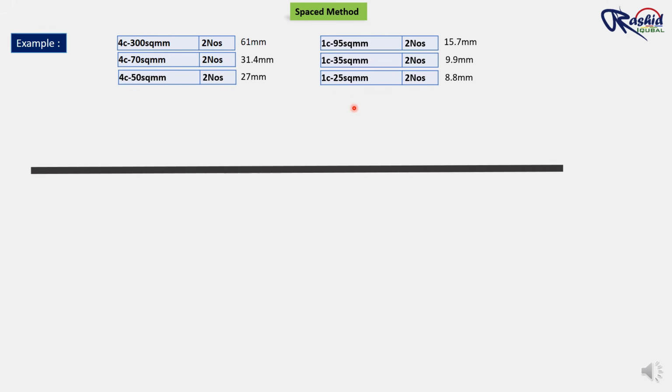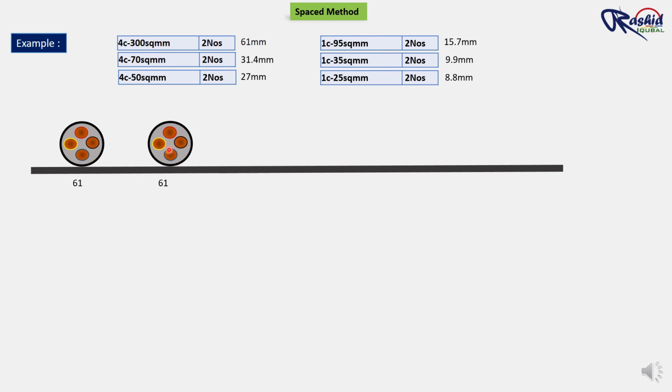So we have to find out the proper size of cable tray. So let's start arranging cable in the cable tray. We begin with 2 numbers of 4 core 300 square mm cables. Each cable has a diameter of 61 mm as we mentioned above.